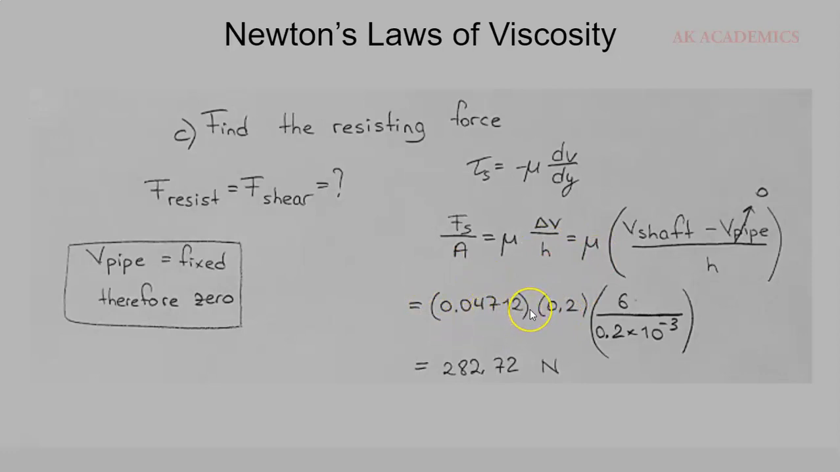We calculated that too in the previous slide. And then we know that our V shaft, we calculated that too. That's the linear velocity, which is 6. And then we know our H is given in the question as 0.2 times 10 raised to the power minus 3. If you put all of those in the equation, we can easily find our S by just cross multiplying, and then the A comes here. If you do that, our shear force will be equal to 282.72 newtons.